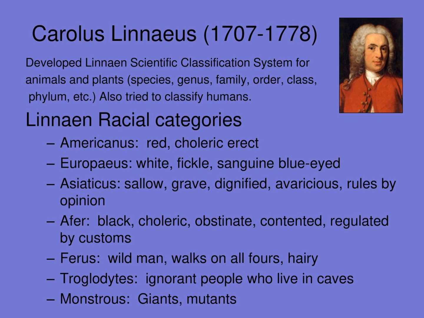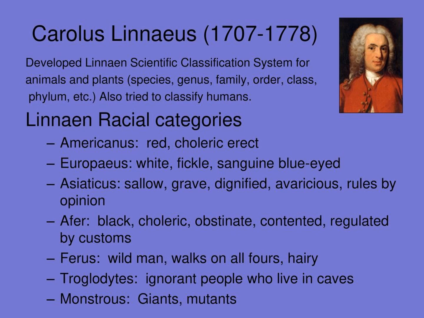So Linnaeus developed our first scientific classification system for plants and animals, but also tried to classify humans as well into subspecies. He had Americanus, which were, of course, quote-unquote Native American people or people of red skin. He had Europaeus, which were the white individuals. He had Asiaticus, which were people of the sallow skin color. The Afer, which were people of black colors.